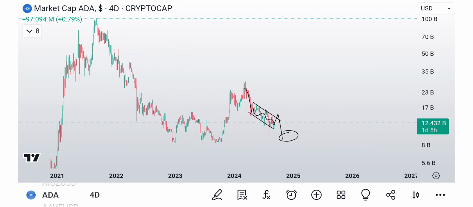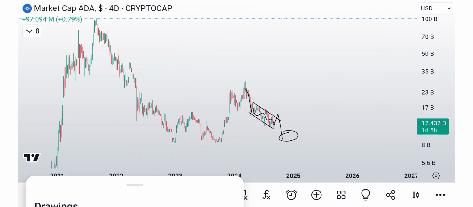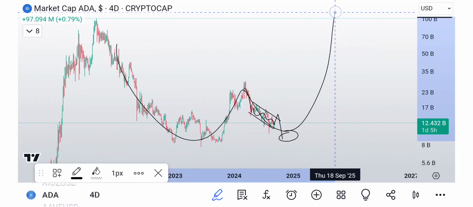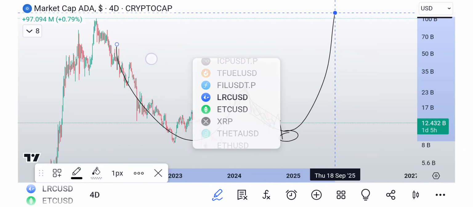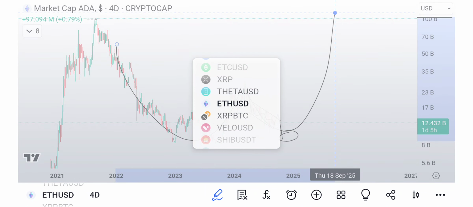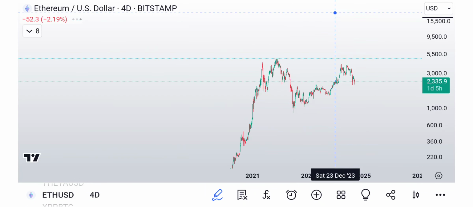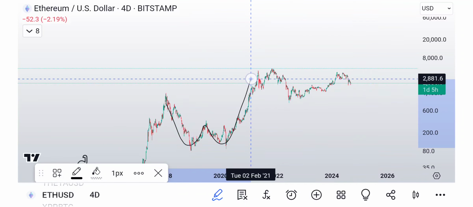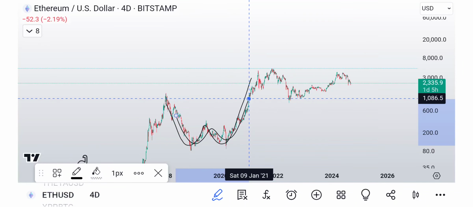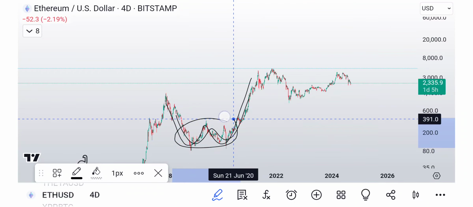And then it would look a lot like the Ethereum fractal, where we come and make that W shape, something like that. So you can see Ethereum right here, that W shape right there. And that's how it usually marks the low.